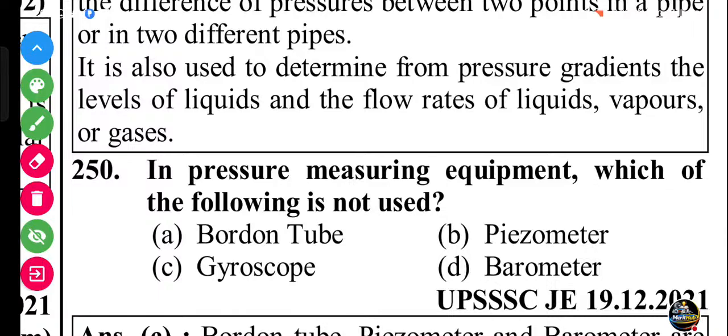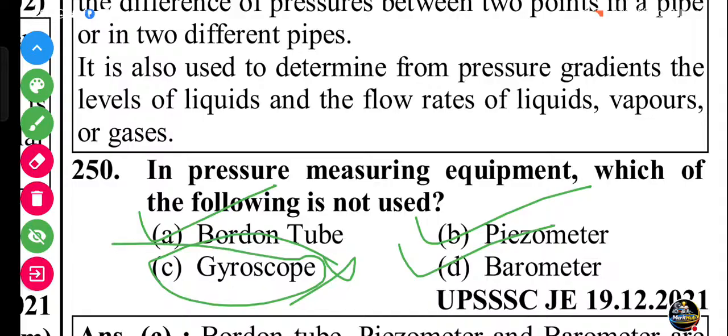Okay, next question, friends. Which of the following is not used as pressure measuring equipment? Bourdon tube is a pressure measurement device used, and the piezometer is also used, gyroscope, and the barometer. Barometer is used, so this is not used. This is the answer. You can eliminate these options for this question.